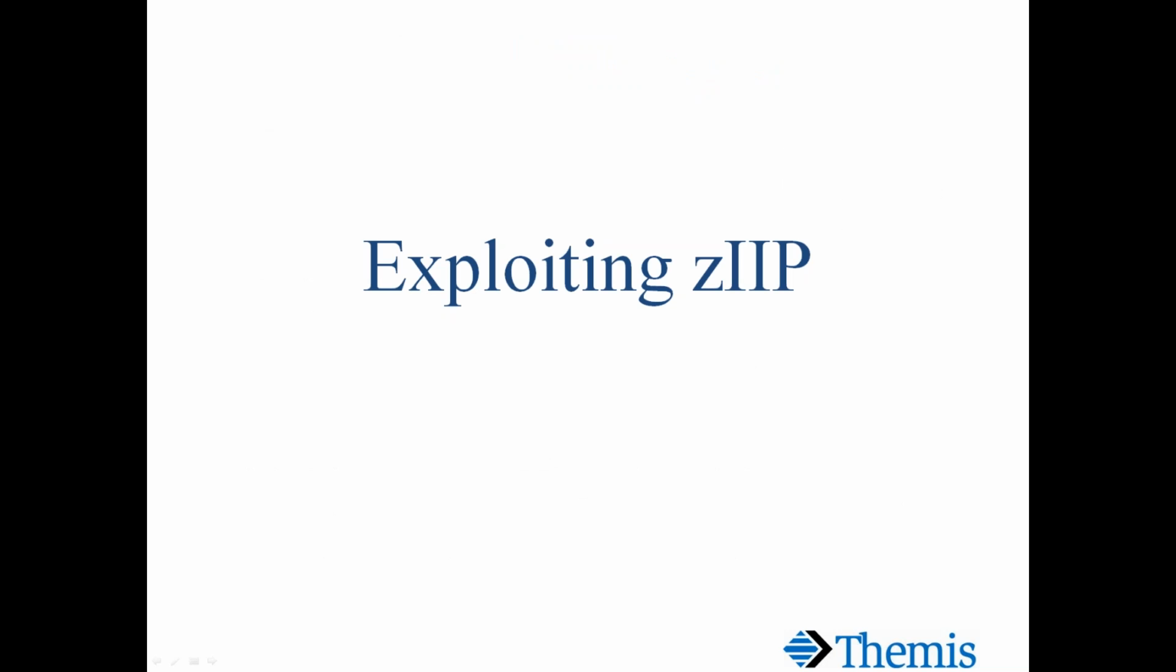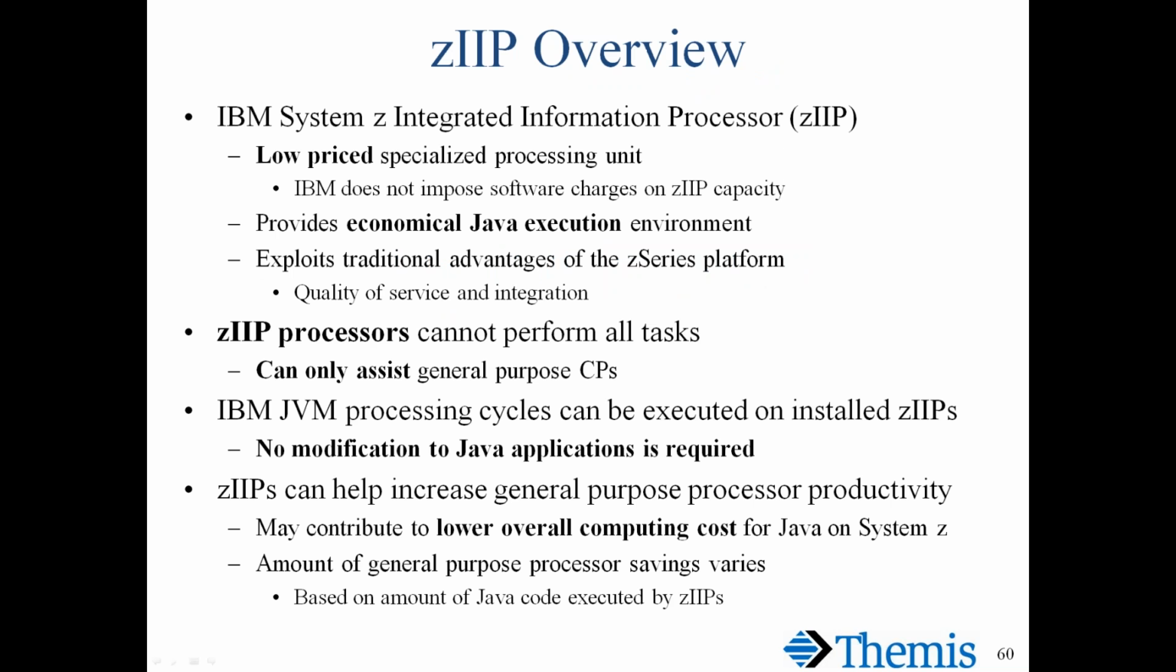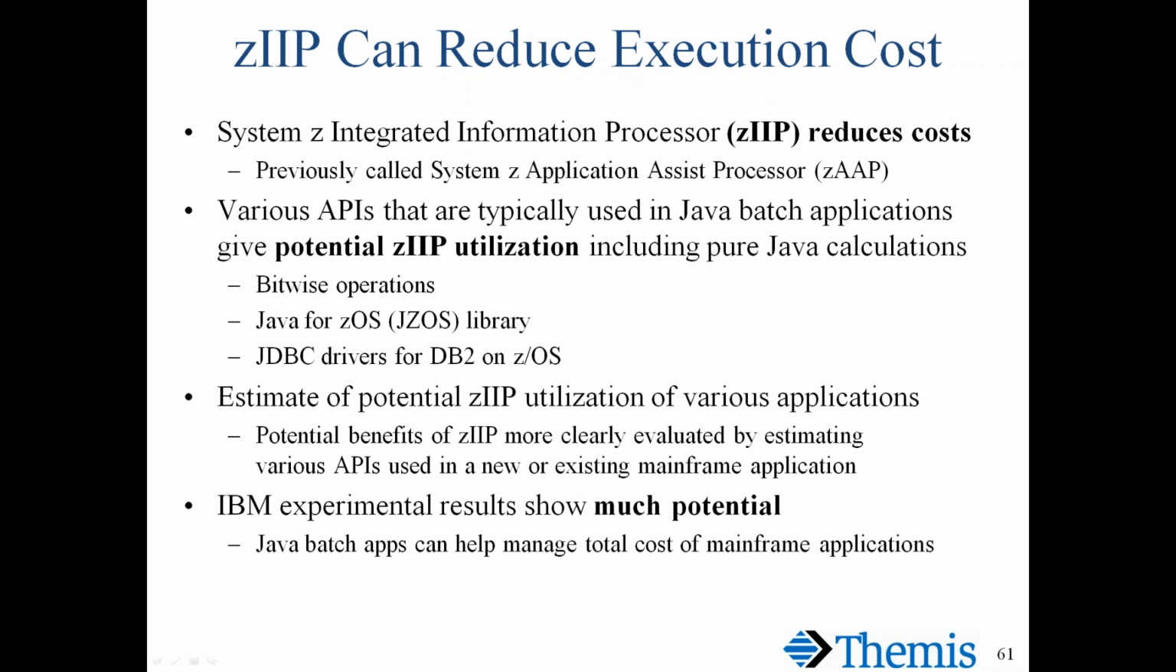All right, we've got just a few minutes remaining. Mention of the zIIP processor, IBM's System z Integrated Information Processor that they've put out there to help their clients lower costs and provide economical Java execution. Again, they're competing against lots of other Java execution environments. zIIP processors can only assist your general purpose central processors. But if you do have them installed and configured, there is no need to do any Java code modification to get them to be used, and they can reduce your costs potentially quite a bit.